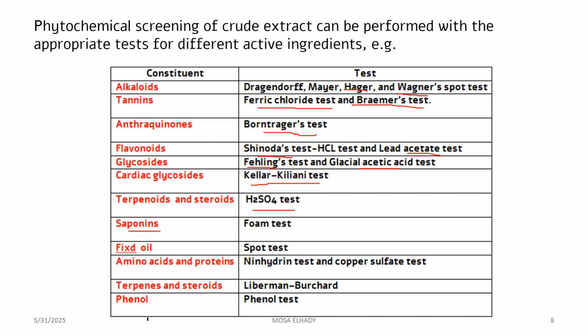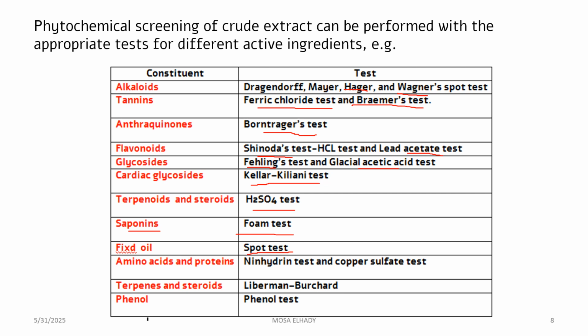Saponins, which have the main feature of forming foam, can be tested by a simple physical foam test, which involves just shaking and sometimes heating of water extract. Fixed oil also can be tested by spot test, also considered a physical test. We just use filter paper and put a drop of the oil. If it persists for a long time, this may be a sign it is fixed oil. Otherwise, it can be volatile, which is unstable at room temperature.